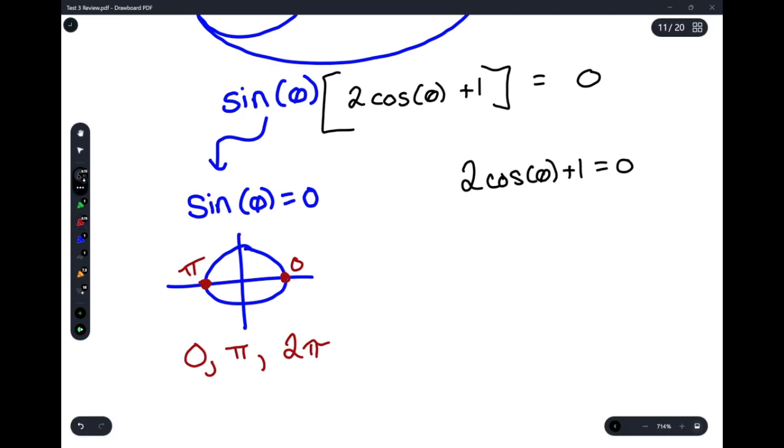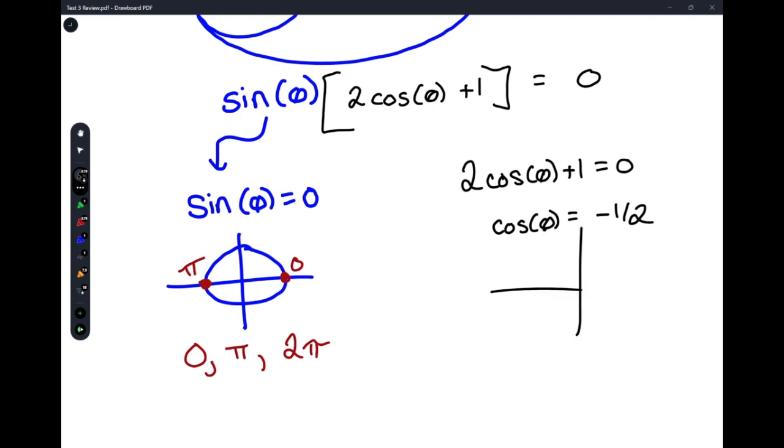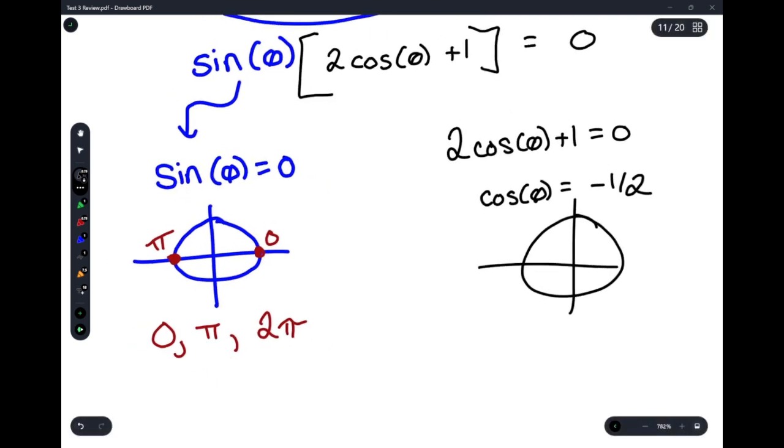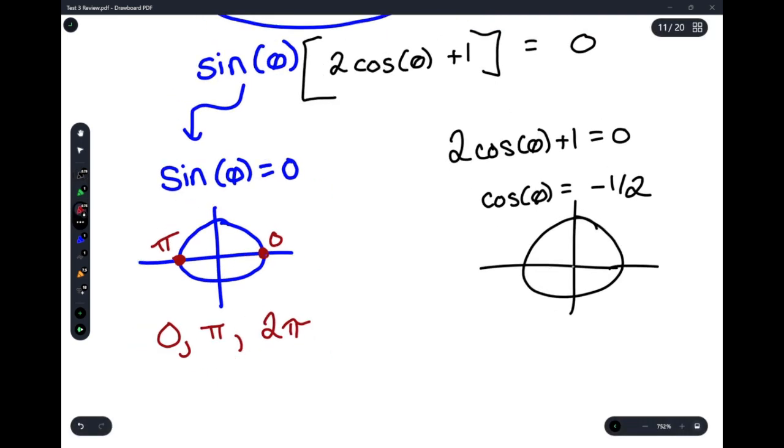And what about over here? We got to do a little math, don't we? The cosine of theta is equal to negative 1/2. So where is the cosine of theta equal to negative 1/2? Cosine is x. 1/2 is short. So it's going to be up here and down here. Tall, skinny triangles on the left side, which is 120. We just used pi.